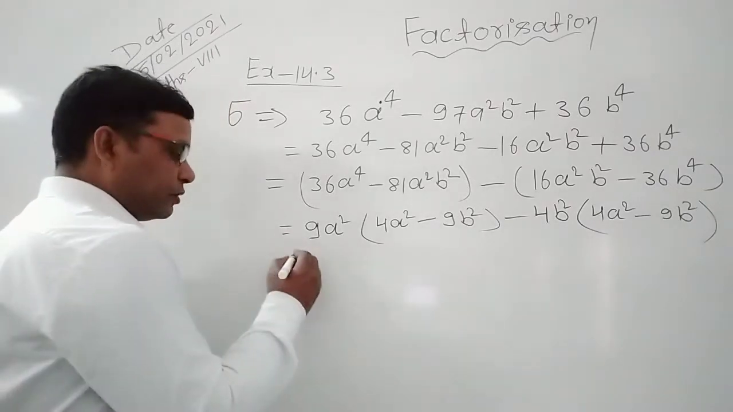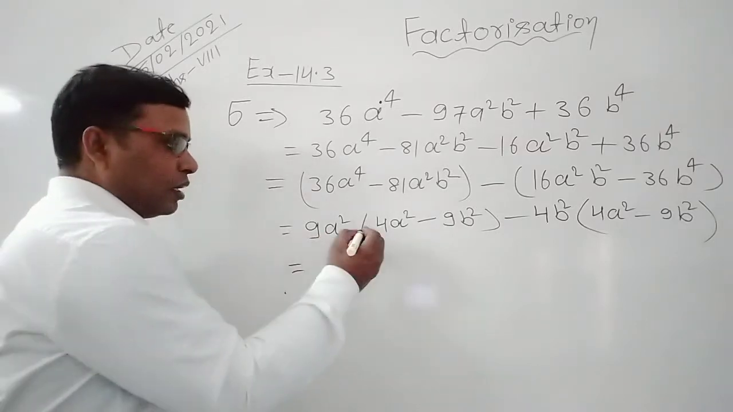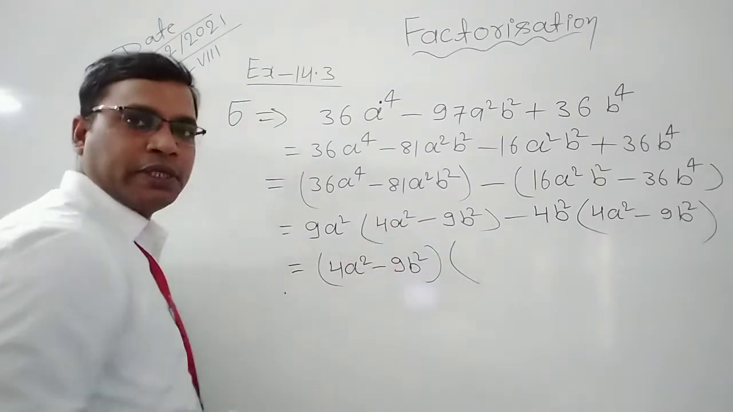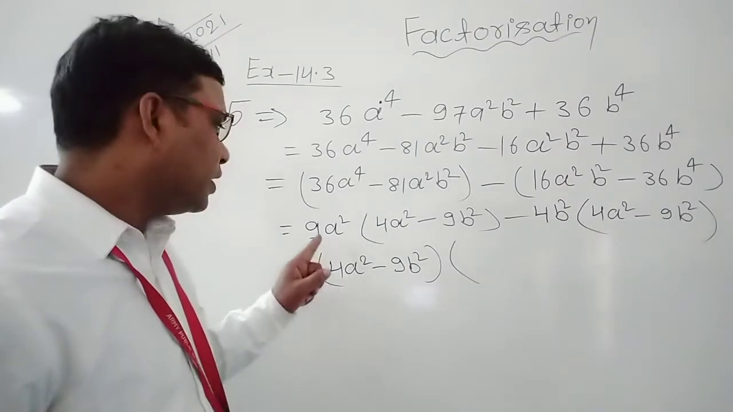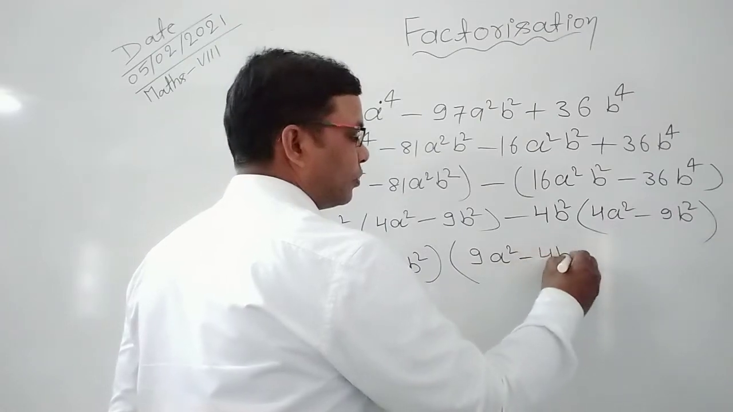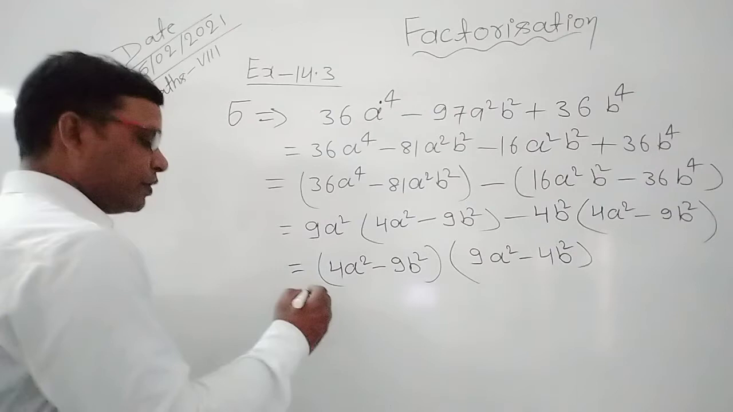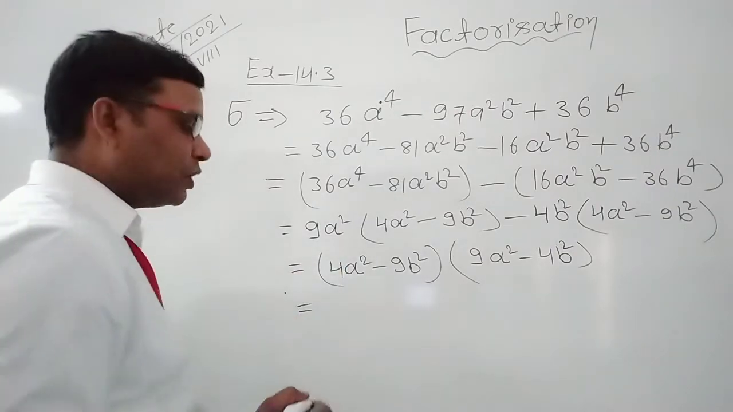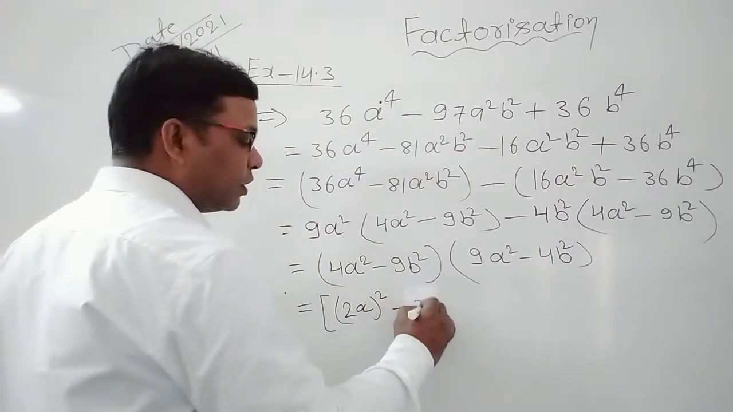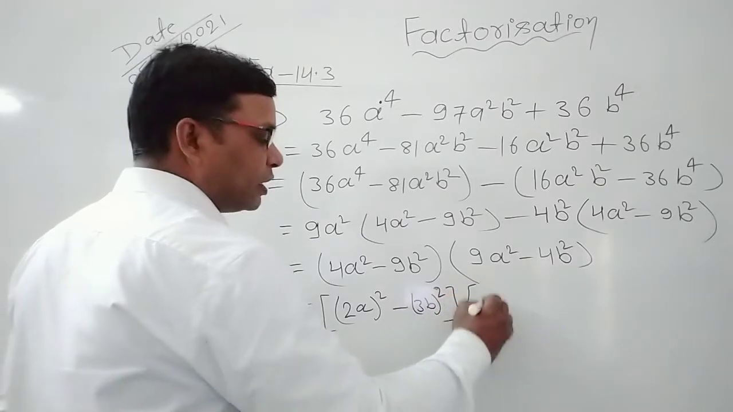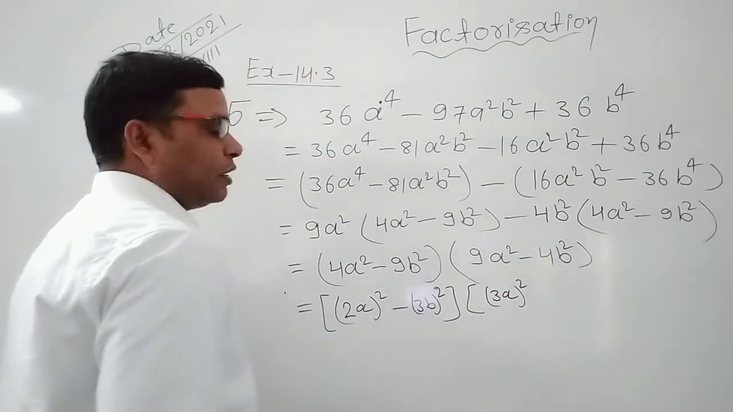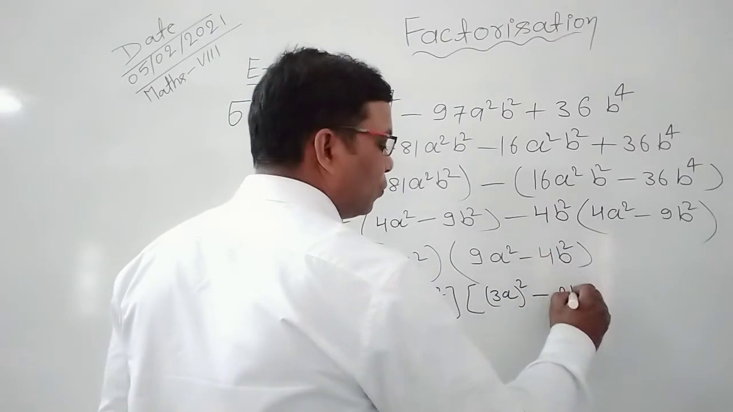Now you can write 4a² minus 9b² in the first bracket. After taking common 4a² minus 9b², we get here 9a² minus 4b². This is clear. So students, 4a² you can write as (2a)², this is the first bracket. And 9b² you can write as (3b)². Similarly, 9a² you write as (3a)², and 4b² we write as (2b)².